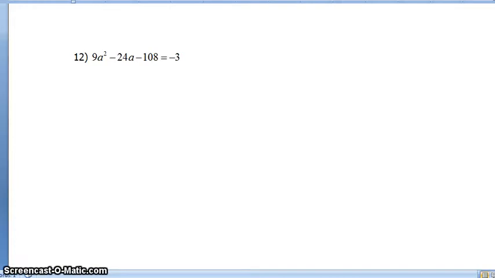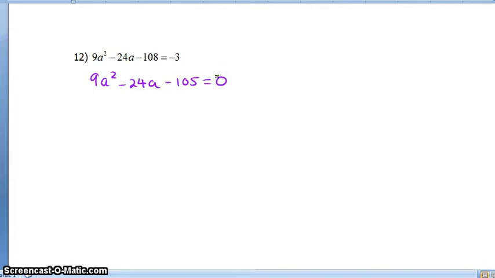Hi everyone. Okay, so we're doing problem number 12 on the factoring practice sheet. And in this problem, I'm trying to factor and solve. So the first thing I want to do when factoring is to get everything over to one side. So I'm going to move this negative 3 over to the other side, and I'm going to get 9a squared minus 24a minus 105 is equal to 0.